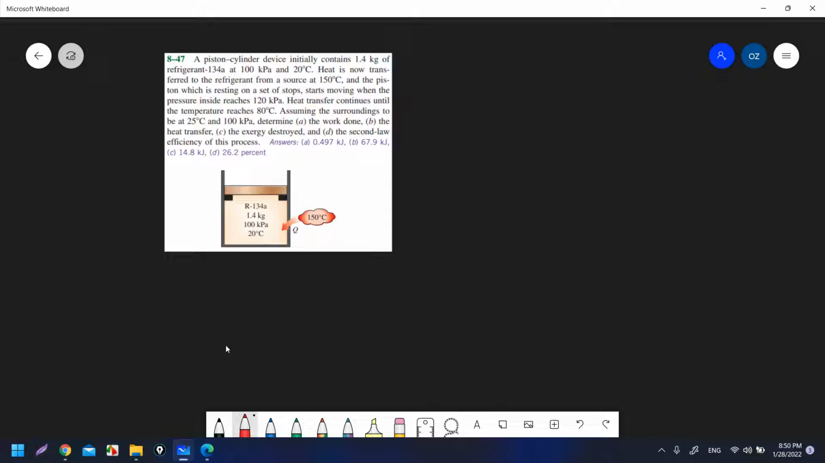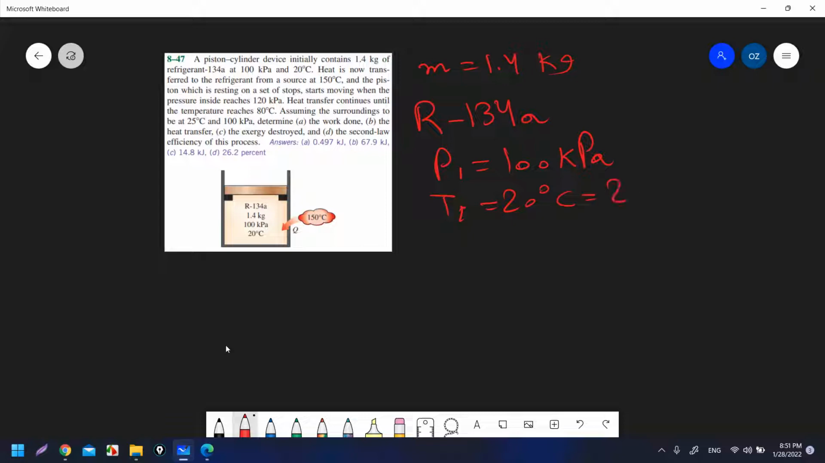He said a piston cylinder device. So we have a piston cylinder device initially containing 1.4 kilogram of refrigerant, R134A. So we are predicting that we will use the table of refrigerant at P1 100 kilopascal, T1 equal to 20 degrees Celsius, and equal to 293 Kelvin.